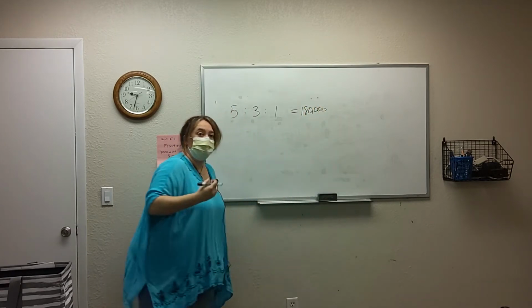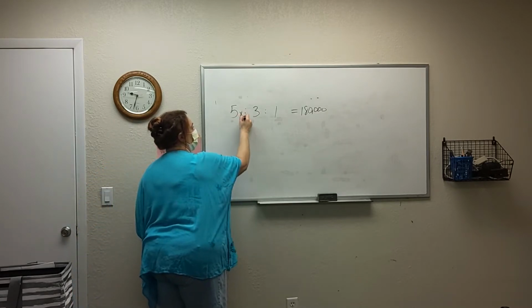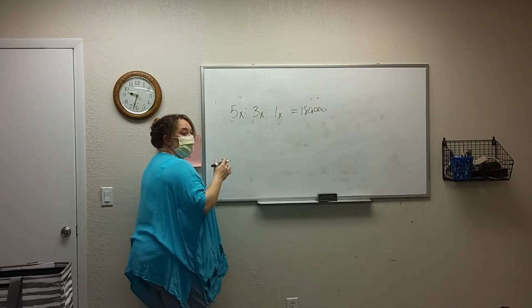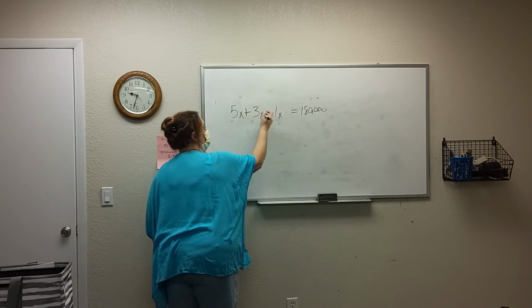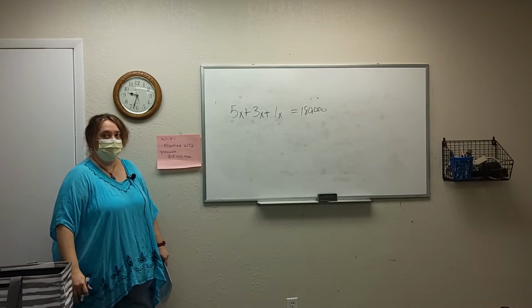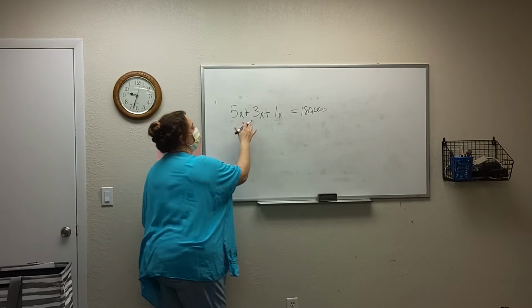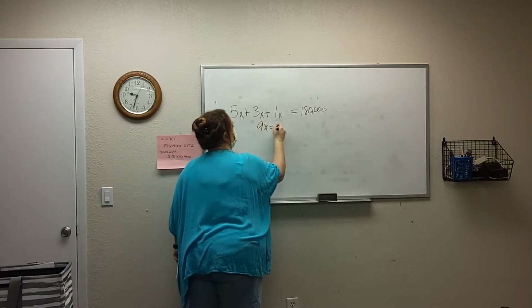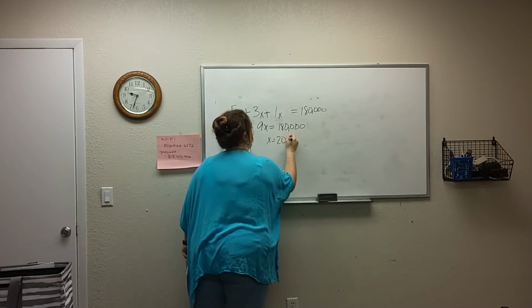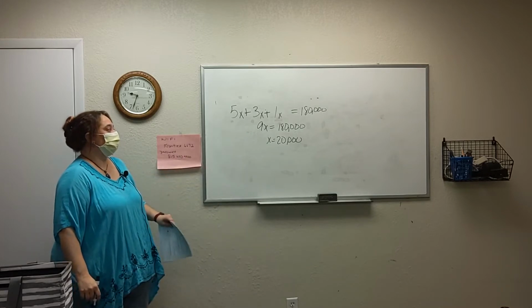The problem is I don't know how much each part is worth. So that's my x. 5 parts to 3 parts to 1 part. And again, I know when I add them all together, I should get my total. Okay, solve for x to get the value of each part. So 5x plus 3x plus 1x is 9x. 9x equals 180,000. So each part is worth 20,000.